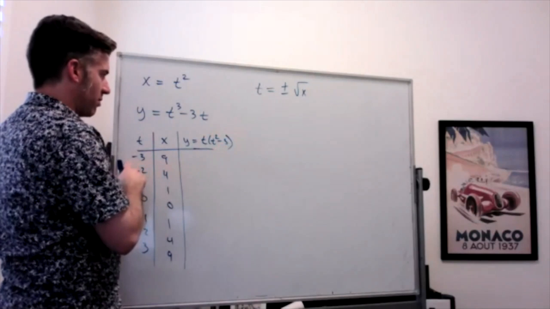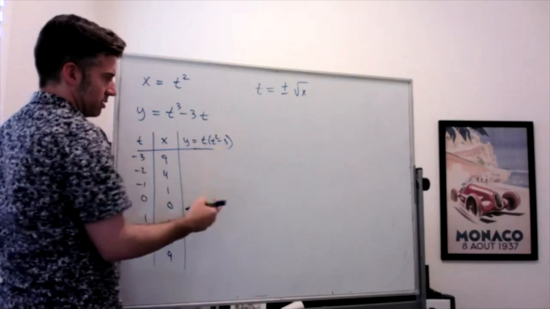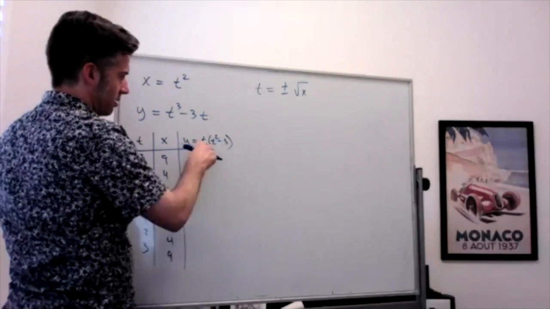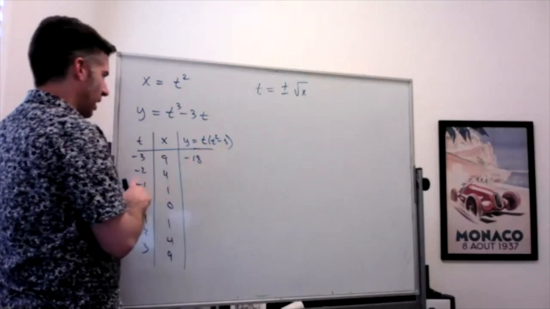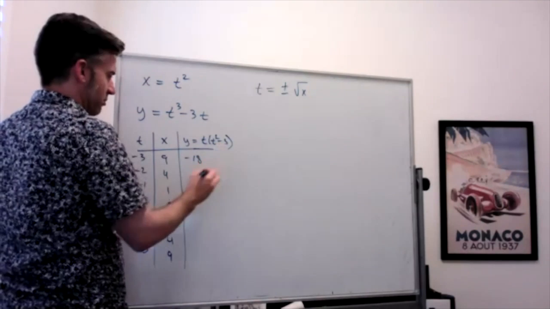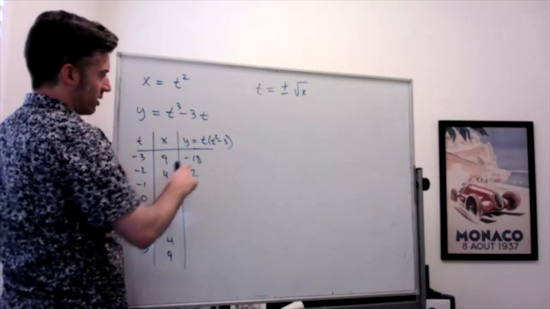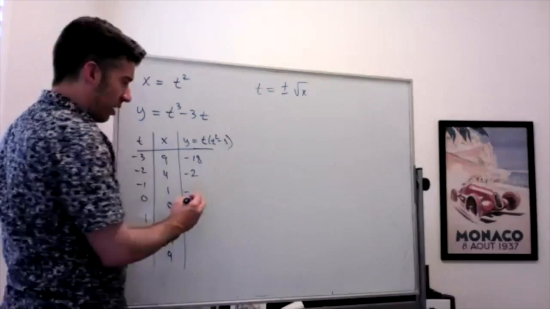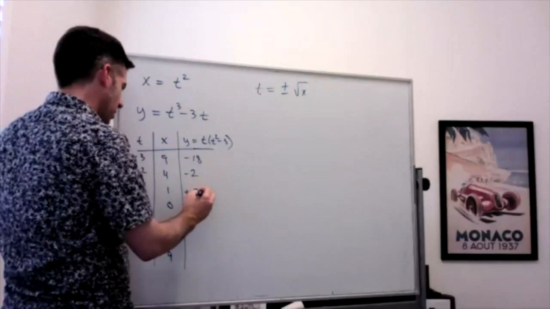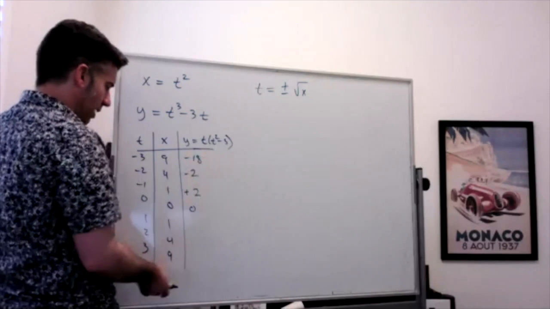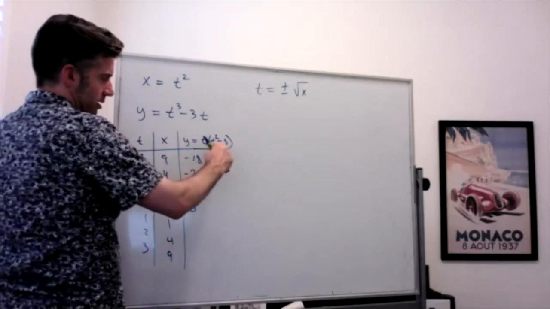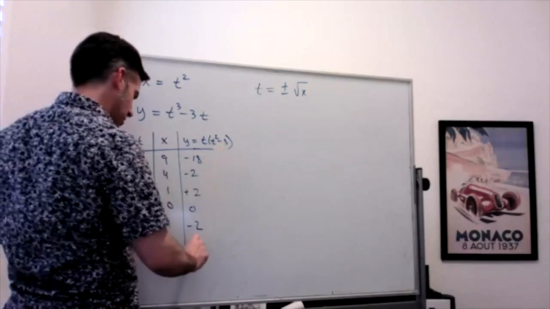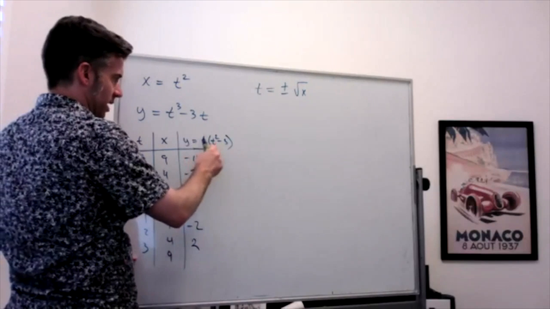You plug in -3, you're going to get -3 times 9 minus 3, which is -3 times 6, which is -18. When you plug in -2, you're going to get -2 times 4 minus 3, which is -2. When you plug in -1, you get -1 times 1 minus 3, which is -1 times -2, so +2. You plug in 0, you get 0. And then all these should be the opposite sign. So when you plug in 1, you get 1 times -2, which is -2. You plug in 2, you get 2 times 4 minus 3, which is 2. You plug in 3, you get 3 times 9 minus 3, which is 18.